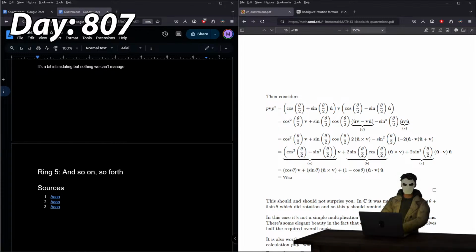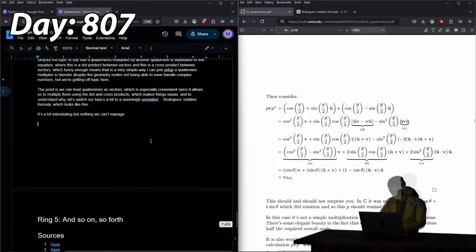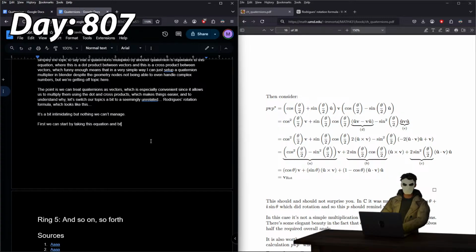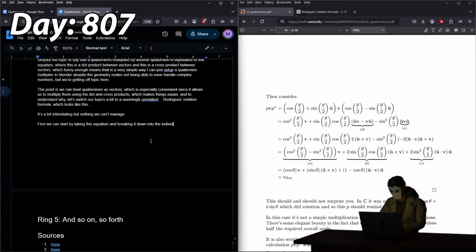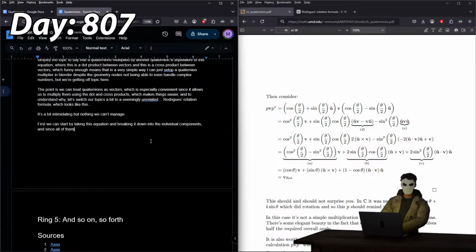Okay, now. This equation and breaking it down into components. And since all of them are vectors, we can just color them in red, green, and blue.